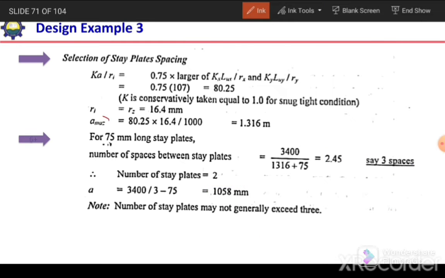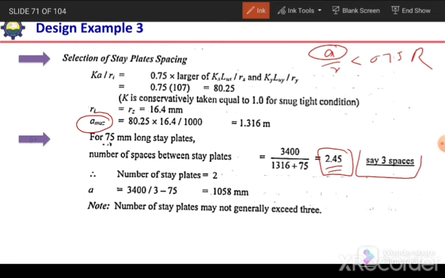Initially, we determined the a value by fulfilling the condition that a over ri should be less than 0.75 r value. From here we get the a value, and based on that a value we checked how many spaces there will be. It comes out to be 2.45, so either we need to have 2 spaces or 3 spaces. Let's say there are 3 spaces, so there will be 2 stay plates. Then we can calculate the center to center distance as 3400, the overall length of the member, divided by 3, and if I subtract the width of the stay plate, it gives us the clear spacing between the stay plates.